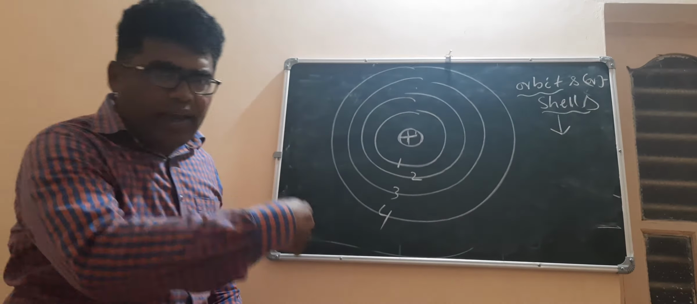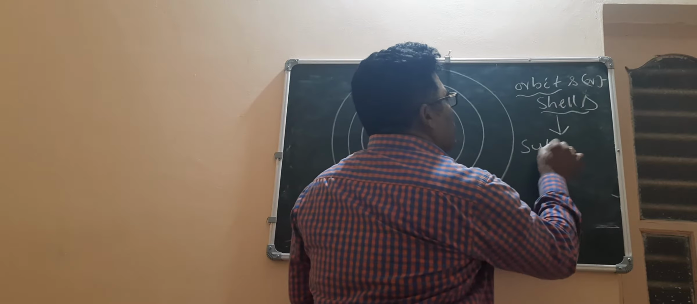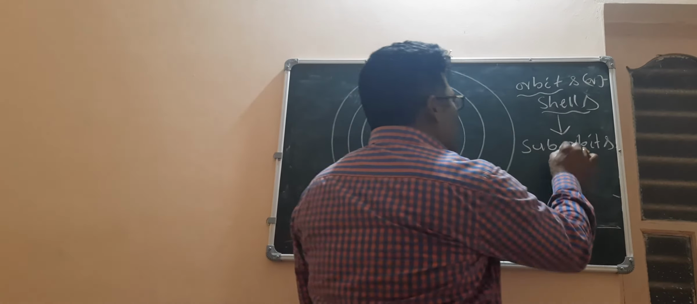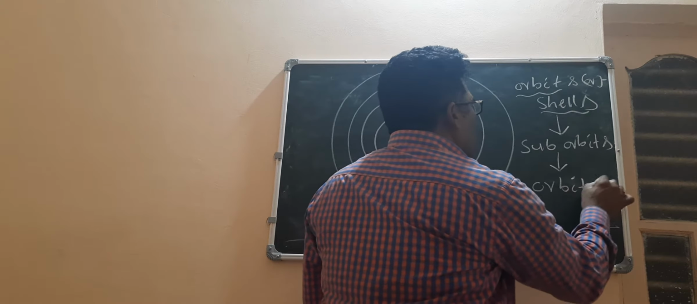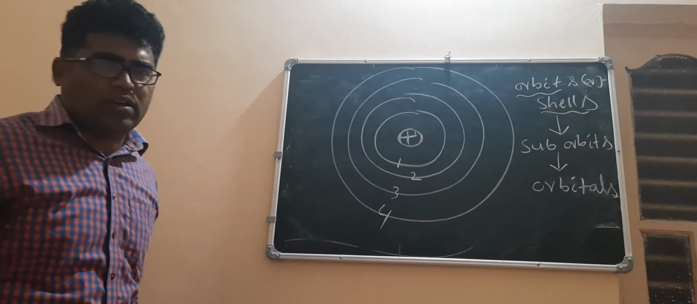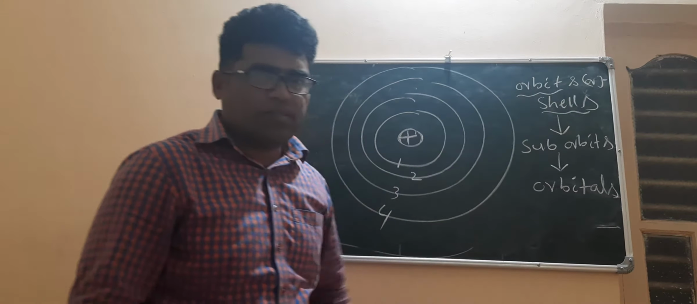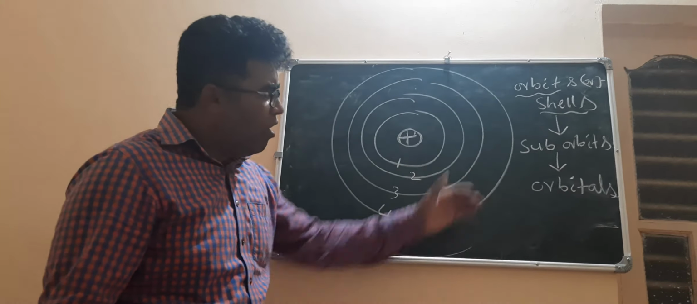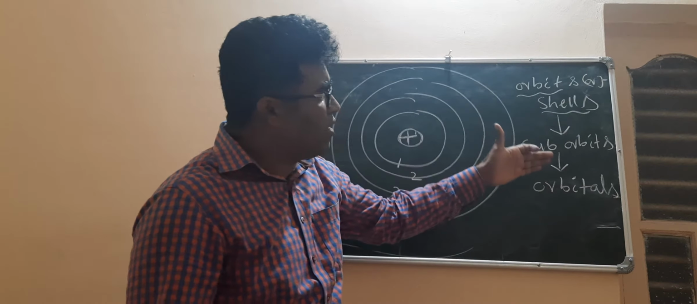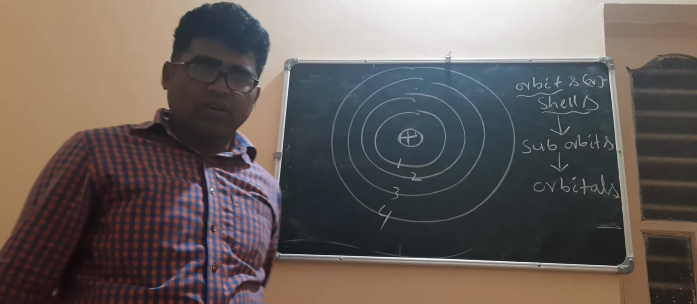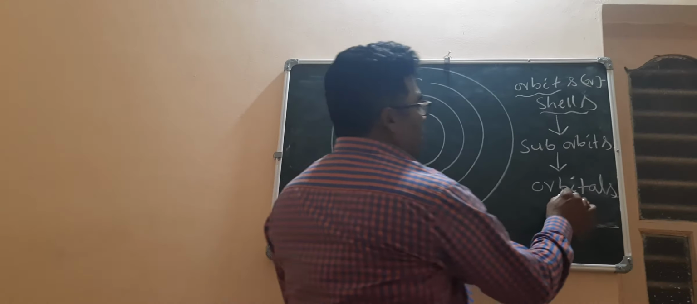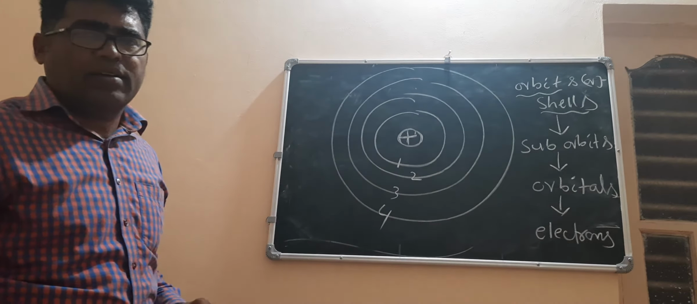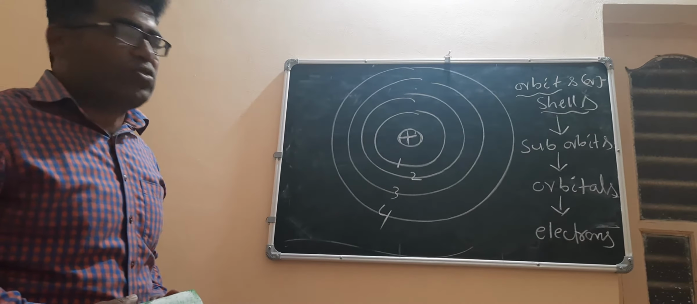Orbits or shells again contain suborbits. Suborbits again contain orbitals. Orbitals contain electrons. This concept is required to understand electronic configuration.